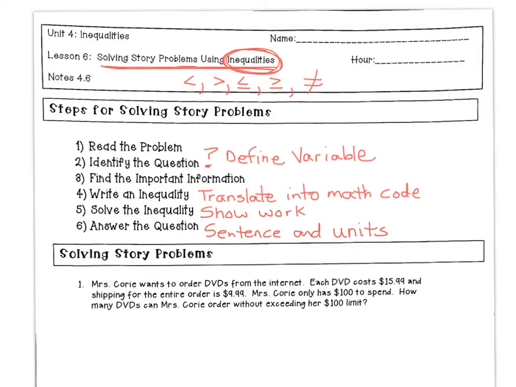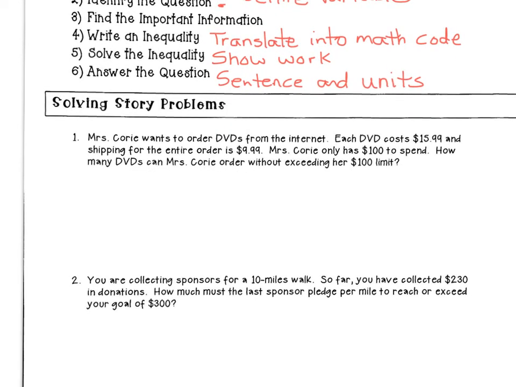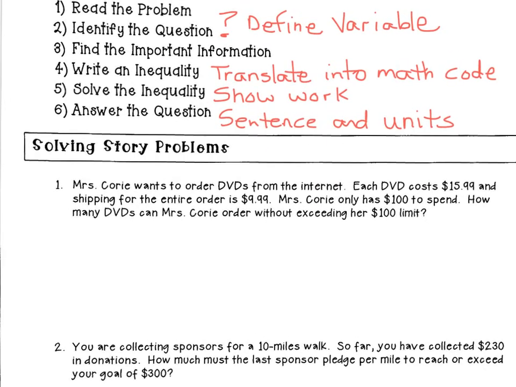Alright, so here we go. Let's try number 1. Mrs. Corey wants to order DVDs from the internet. Each DVD costs $15.99, and shipping for the entire order is $9.99. Mrs. Corey only has $100 to spend. How many DVDs can Mrs. Corey order without exceeding her $100 limit? Okay, I read it. I pretty much understand it. I might have to read it again.